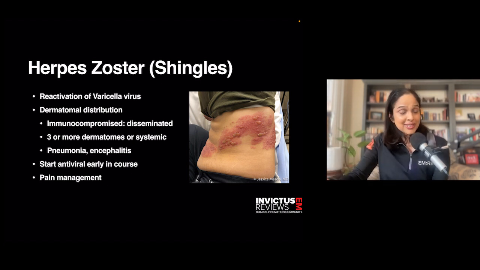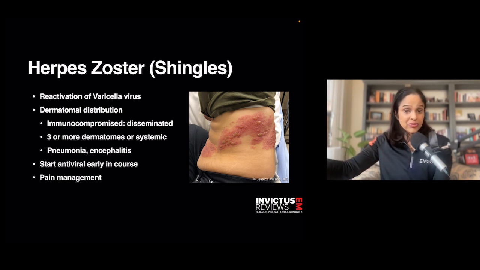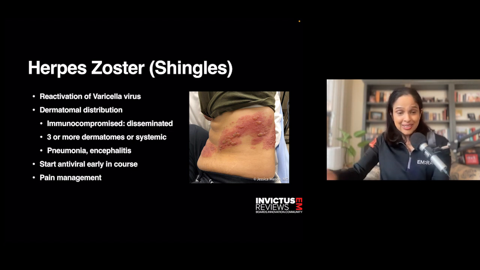Now, it can be systemic in immunocompromised people, people with low immune systems, people who are on chemotherapy. We call it systemic if they've got 3 or more dermatomes involved. If it starts crossing the midline, it's not really supposed to cross very far over the midline. You can also get complications of pneumonia, encephalitis. And so again, the mainstay of treatment here is antivirals. You're going to start them early if possible, to try and prevent post-herpetic neuralgia.